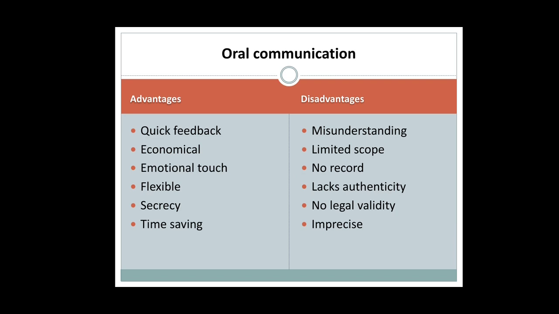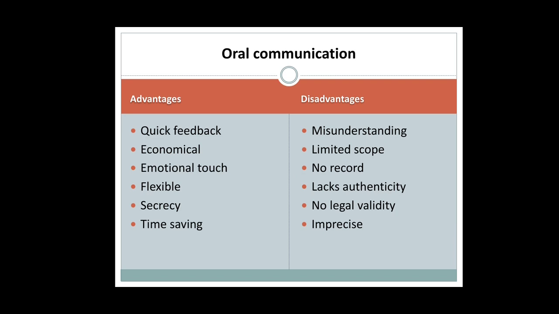Now we will see disadvantages of oral communication. Misunderstanding. Poor communication can result in misunderstanding. There is a possibility that some of the words or sentences can be misinterpreted by the audience because of their ambiguity. Limited scope. As this communication is not suitable for lengthy messages, its usage is limited. It is also not used by people at distant places where technical devices fail to work properly.